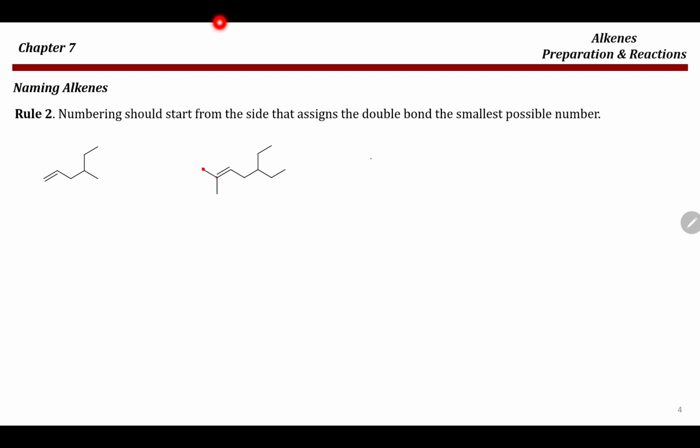So the longest chain is 1, 2, 3, 4, 5, 6, 7. So that's heptene. Definitely the double bond is closer to the left side. That's why I will start counting from the left side. 1, 2, 3, 4, 5, 6, 7. So the double bond is at position 2. That's 2-heptene. And then we have a methyl group at position 2, and we have an ethyl group at position 5. So according to alphabetical order, ethyl goes first, and then 2-methyl, 2-heptene.